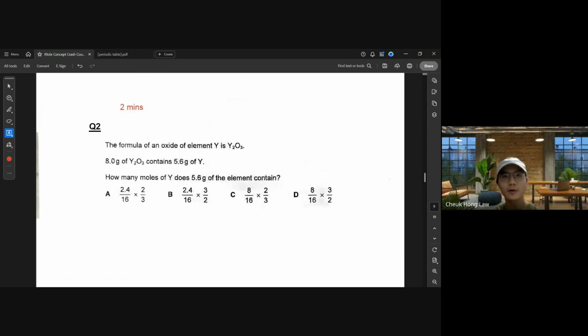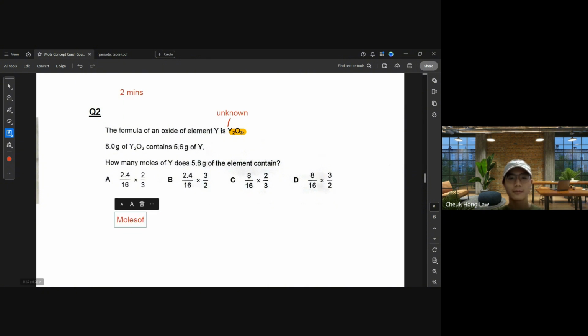So the formula of an oxide of element Y is Y2O3. Y is an unknown element. So 8 grams of Y2O3 contains 5.6 grams of Y. How many moles of Y does 5.6 grams of the element contain? So they want to find the number of moles of Y.